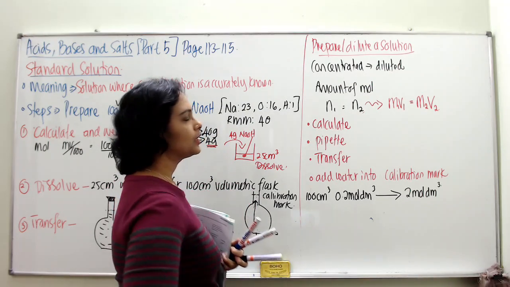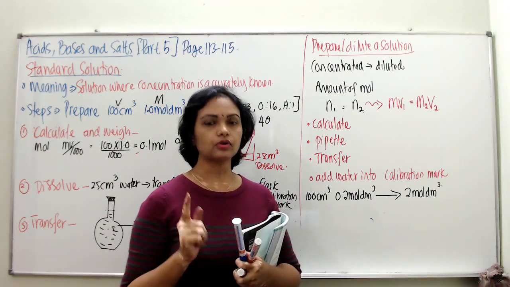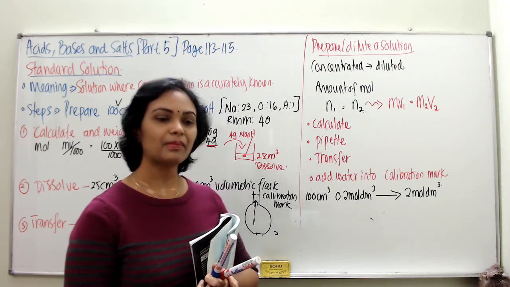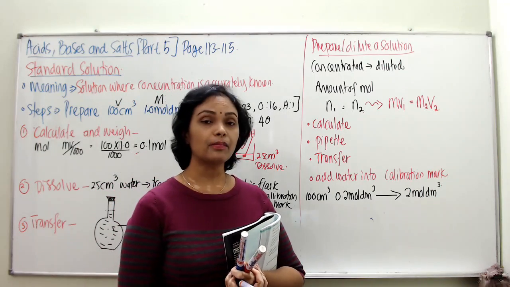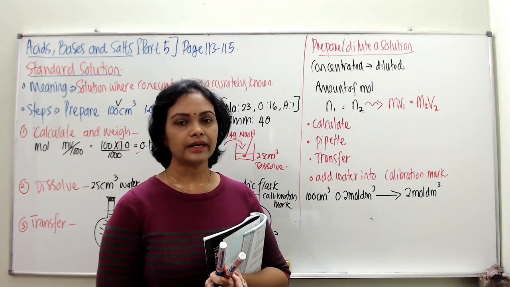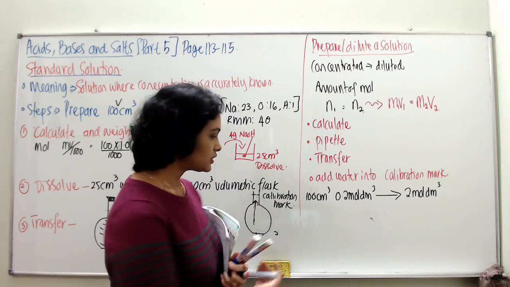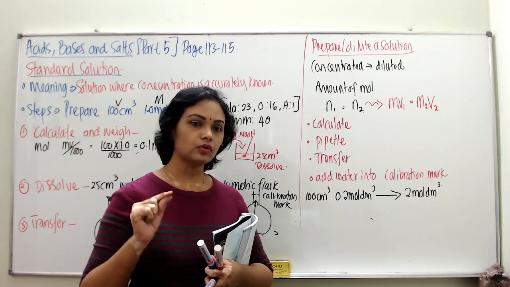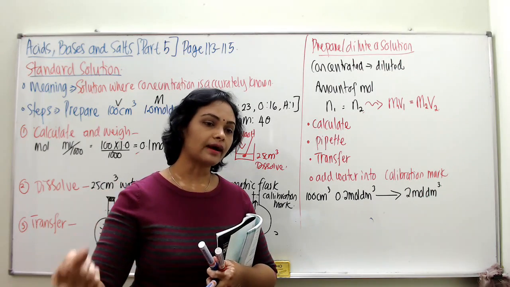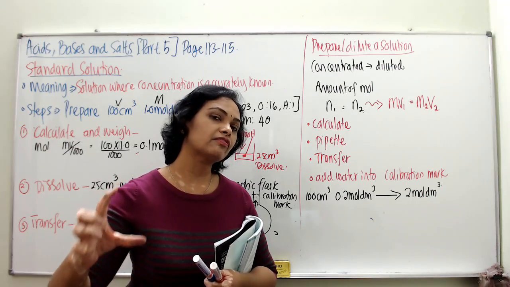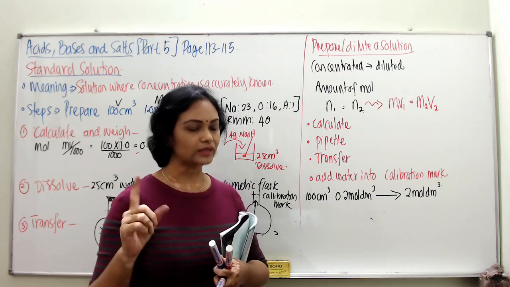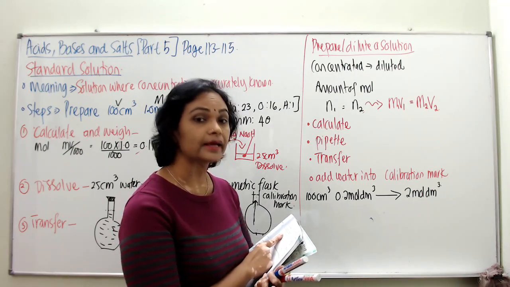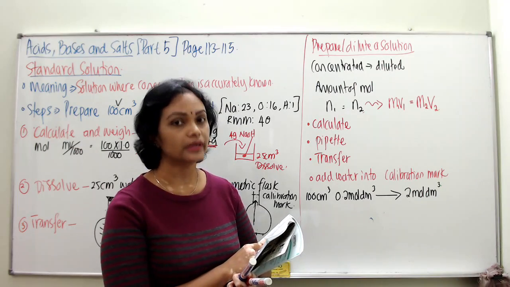Before that, these are a few steps of dilution. First, you have to calculate the amount of mole involved and also the amount of water you need to add in order to dilute something. Remember the diagram I drew just now? You already have 25 cm cube of water, so in order to make it 100 cm cube, you just add 75 cm cube more. Can you see? So you have to calculate the amount of water that needs to be added in order to dilute it.